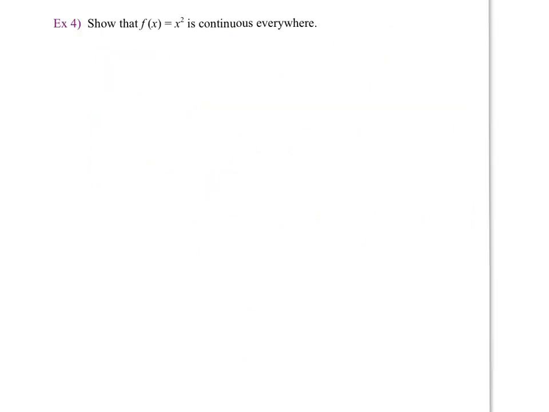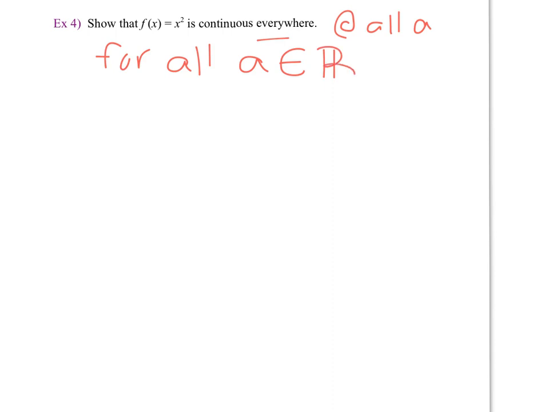So one quick example of why we care if something is differentiable that is continuous, it saves a lot of time and a lot of shortcuts, right? So example number 4 says, show that the function f of x equals x squared is continuous everywhere. And what they're implying then, everywhere, is at all a values. Or in other words, for all values of a which belong to the real numbers.